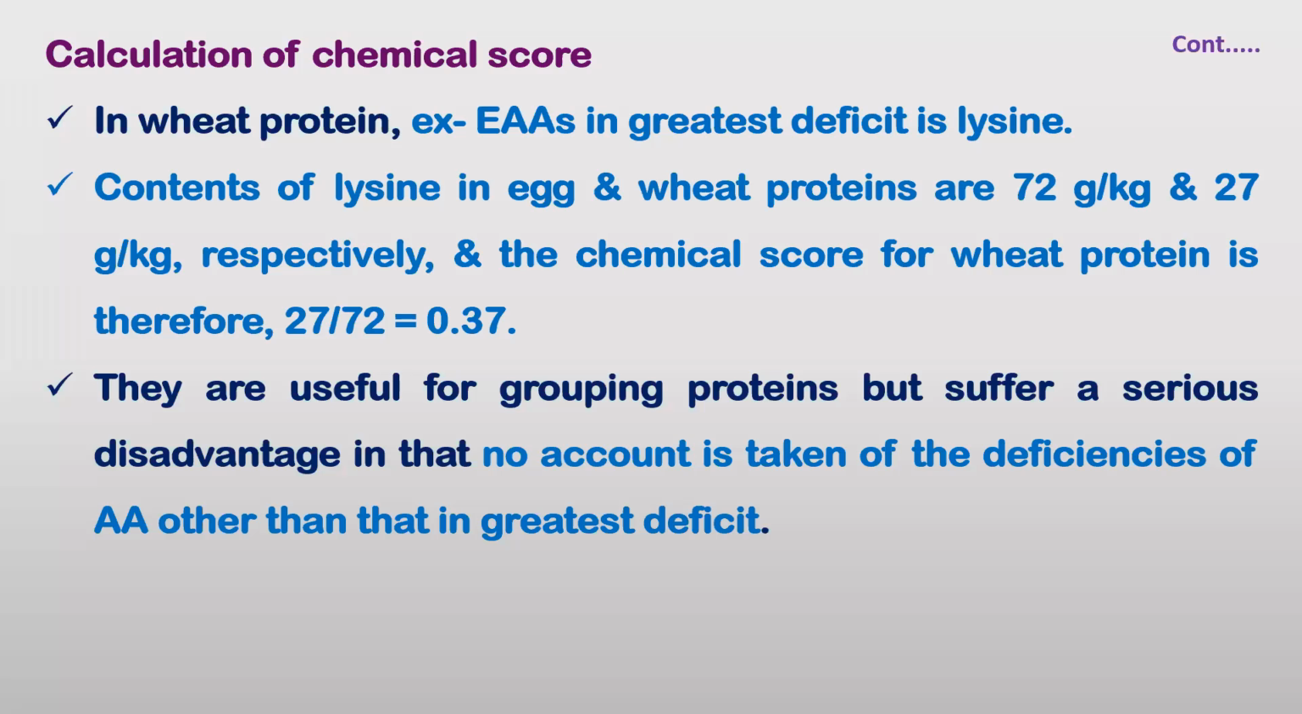Like that, it is useful for grouping the protein, but while grouping the protein, it suffers a serious disadvantage. That is, no account is taken of the deficiencies of amino acids other than the one that is the greatest deficit. So this is also very much important, and we should keep it in mind while calculating the chemical score of a diet.